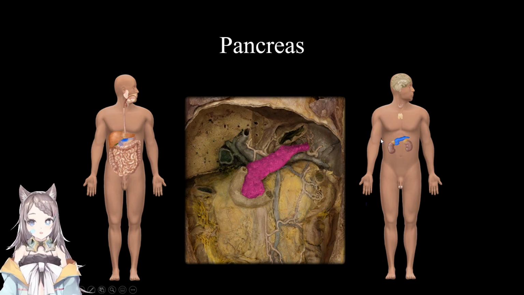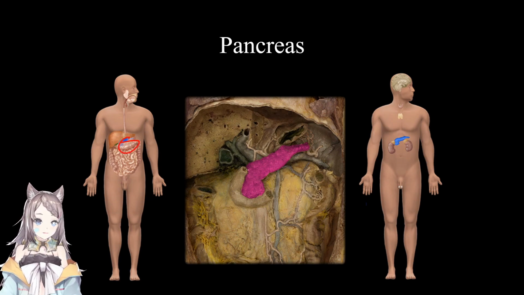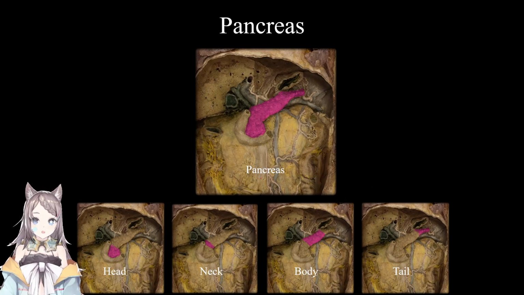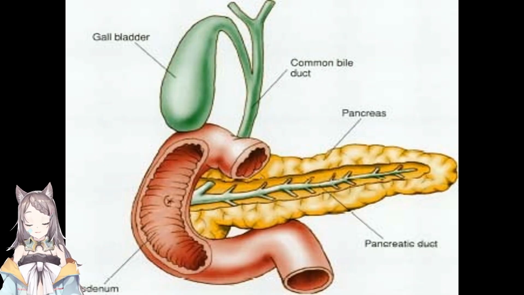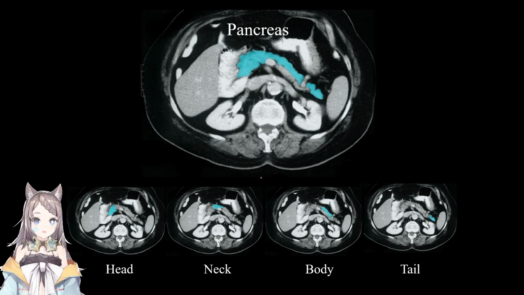Your pancreas is located here near your small intestine, right here. It is divided into the head, the neck, the body, and the tail. It looks like a large sperm. Some more images for our pancreas. Radiographic image of the pancreas.